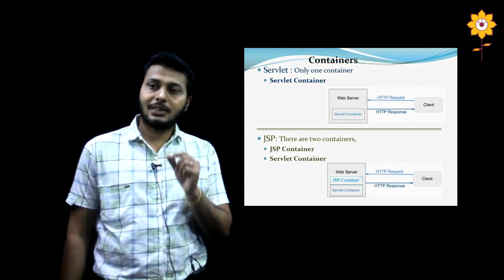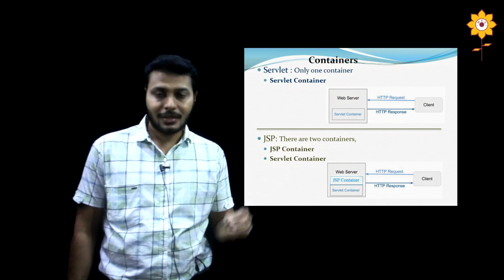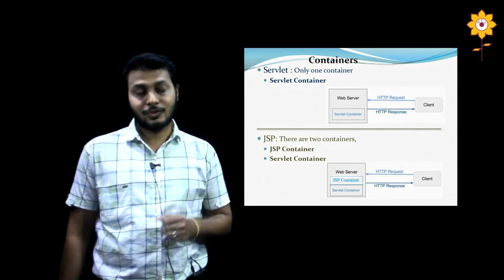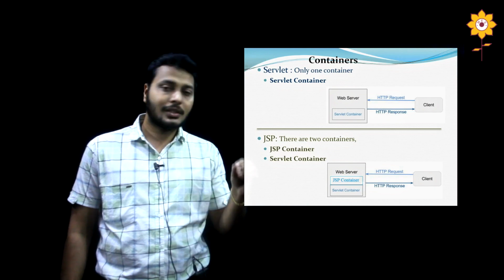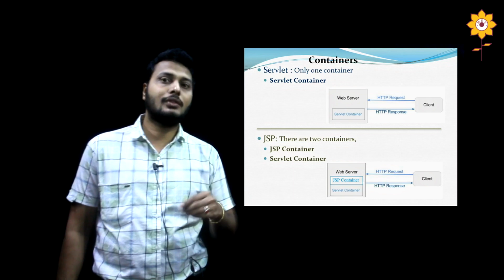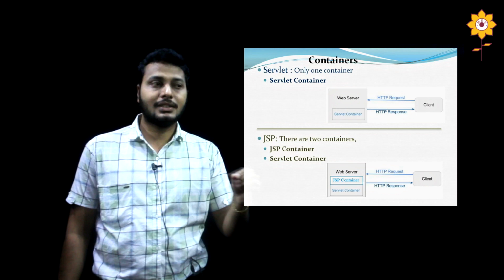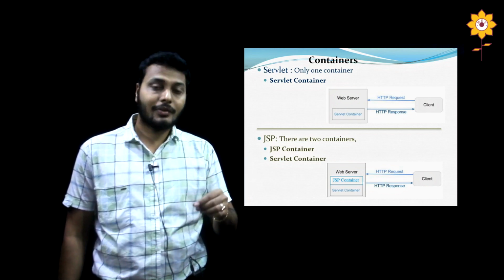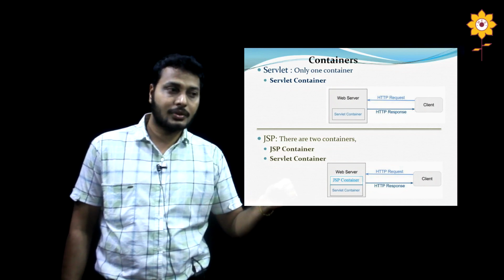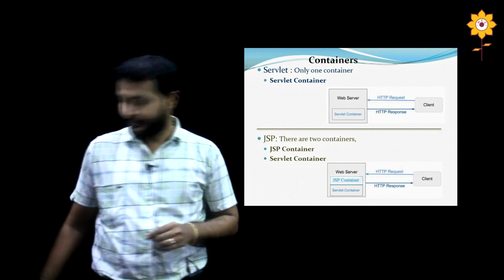Simply, the servlet container is used to execute the servlet file and the JSP container is used to translate your JSP file into the servlet. Servlet code is written in Java, so there is no need for translation because the entire code is already in Java format. So we require only one container, which is called a servlet container. But in JSP, we require the JSP container to translate the code into Java. That means JSP code is translated into Java and the servlet container is used to execute that code.